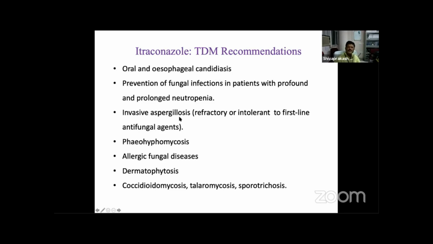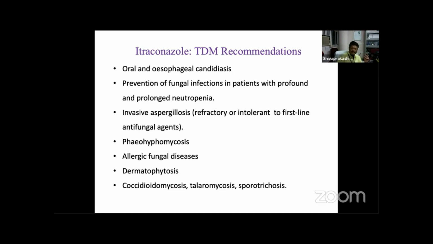So oral candidiasis, phaeohyphomycosis. For invasive aspergillosis, if it is refractory or intolerant to voriconazole, then they will give this. But now we have posaconazole, even anidulafungin, isavuconazole is there, as well as caspofungin as a second-line drug. So itraconazole is not much preferred as a second line in the refractory cases, but still for chronic cavitary aspergillosis, CPA cases, allergic fungal disease, dermatophytosis, and sporotrichosis or phaeohyphomycosis, there it is preferred.